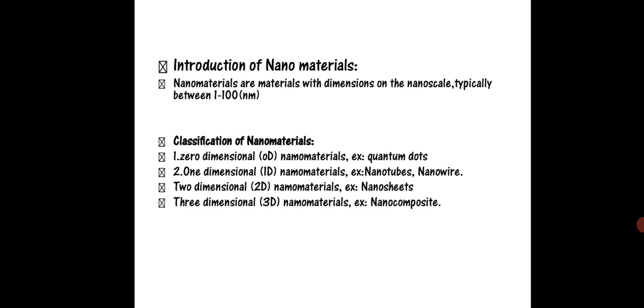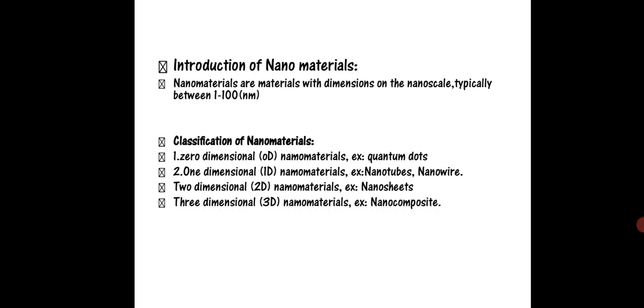Next, the classification of nanomaterials. There are four types of nanomaterials. The first one, zero-dimensional nanomaterials, for example, quantum dots. The quantum dots have only the x-axis.